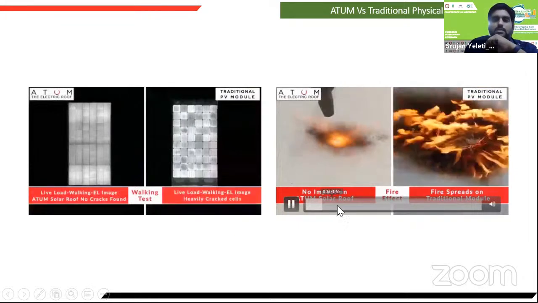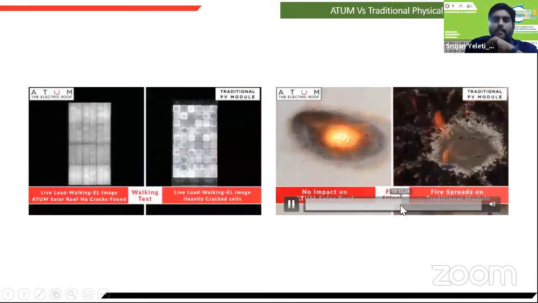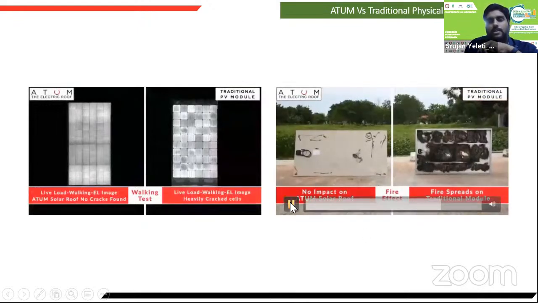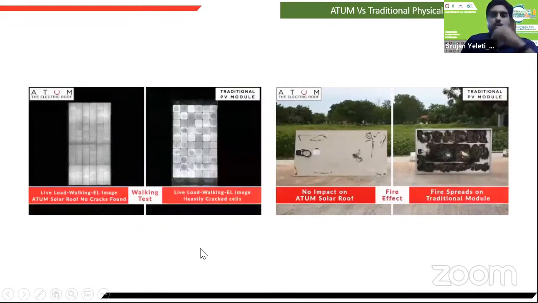And fire resistance: because of the cement backing that we have, you see the normal solar panels are completely burned, whereas Atom does not even catch fire. Forget about spreading fire.